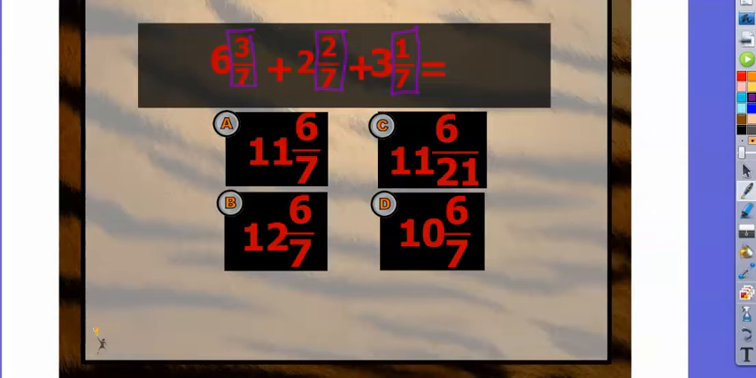Step 1, make sure that I add all my fractions. And since all of the bottoms are 7, I put that as a 7. And then 3 plus 2 plus 1 is 6 over 7.